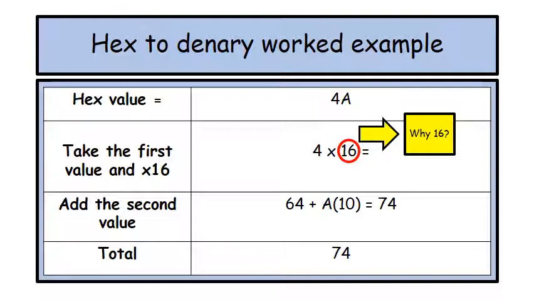Now remember what I've been saying, the reason it's 16 is because you go from 0 to 9 and then A to F. And if you add all of them up, there are 16 values in total. So that's why we multiply by 16. You add the second value. Now the second value in this case is A. Now A is equivalent to 10 if you look at the big table that you've done before on your piece of paper. So 64 add A equals 74 and that's your answer. So I'll just give you 30 seconds to finish off this example.